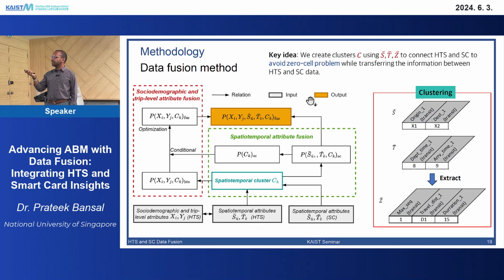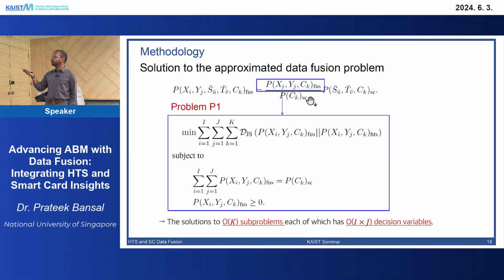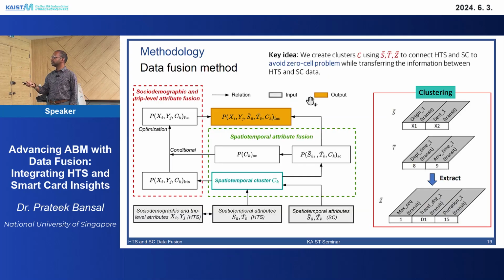And once you have this xi, yj, ck fuse, and you have the S bar, T bar, ck, you can use both of them to create this joint distribution. This is nothing but corresponding to this equation, the last part. And the constraint is this one. So this is the constraint that you can see, and this part is basically the first equation, okay?